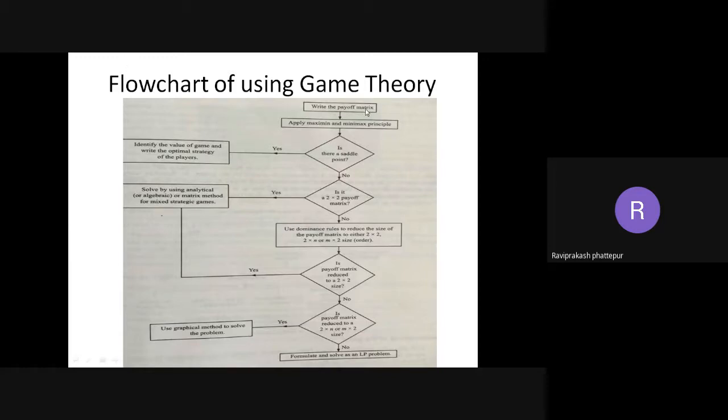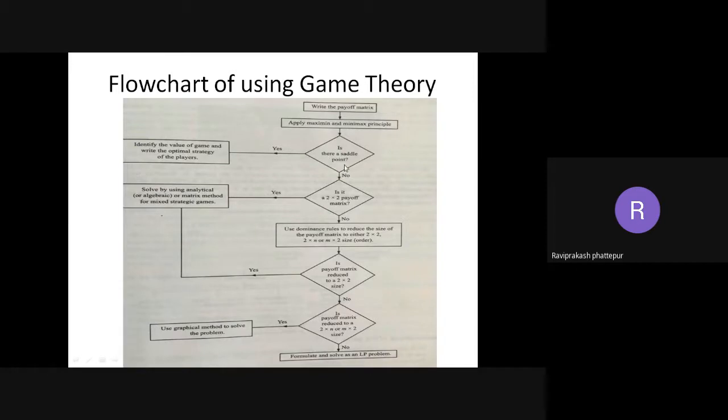Write the payoff matrix. What is payoff? The gains that we have, the numbers we write in terms of a particular matrix, is called a payoff matrix. Write the payoff matrix, then apply the maximin and minimax principle. I just told you, we saw maximin and minimax in the assignment module. The same principles we are using here, so apply those.